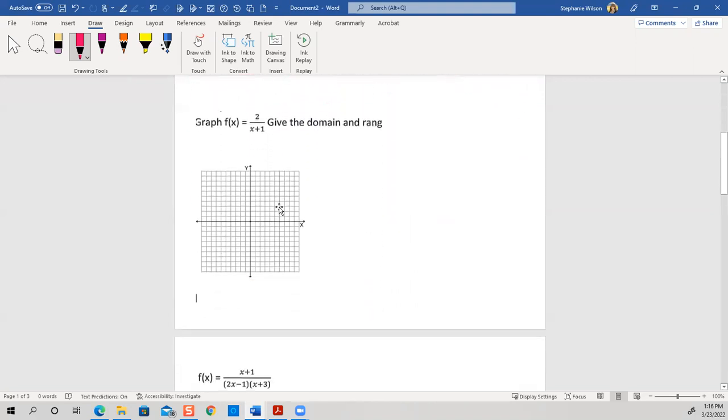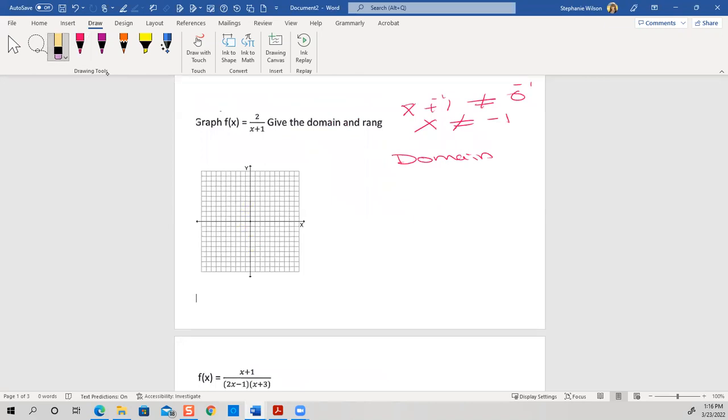So looking at this one here, we're going to start right off the bat. We're going to take the x plus 1 and set it not equal to 0 and solve. So x cannot equal negative 1, because I have to subtract the 1 from both sides. So that means its domain is going to be restricted at negative 1.